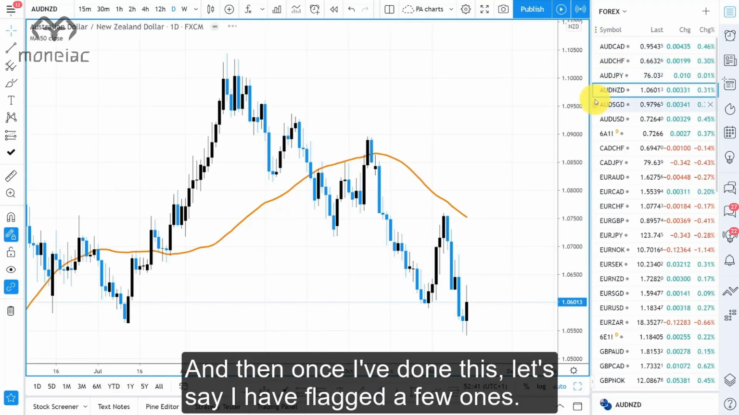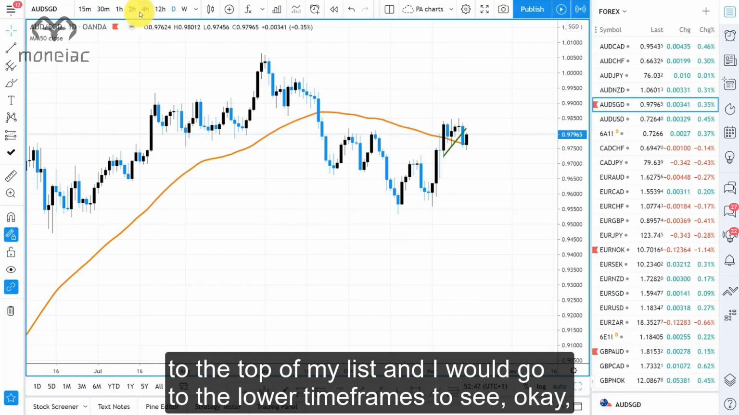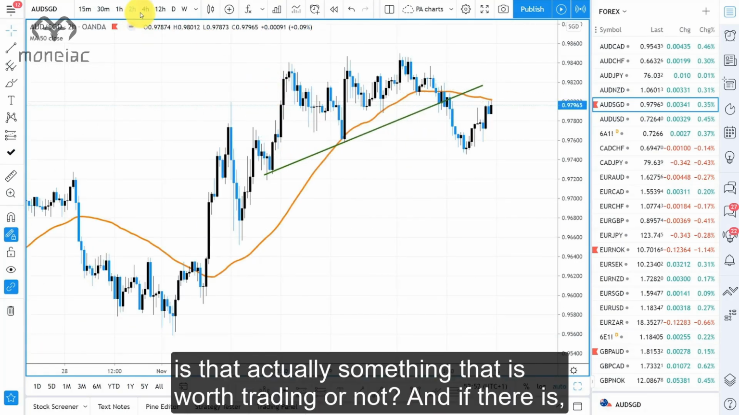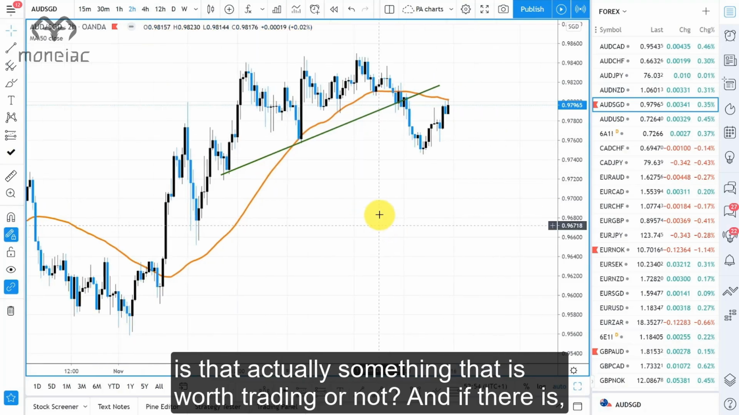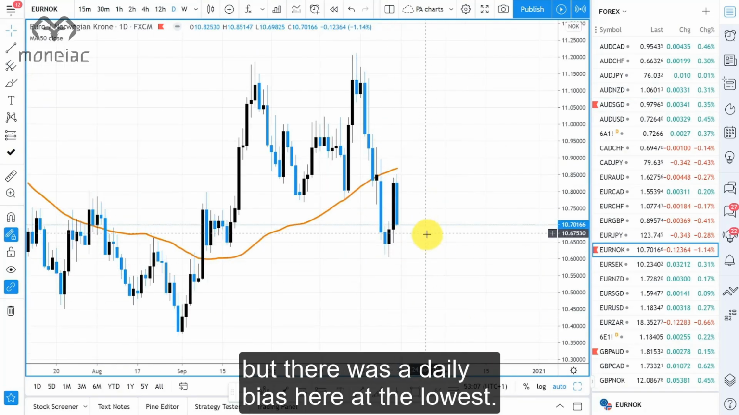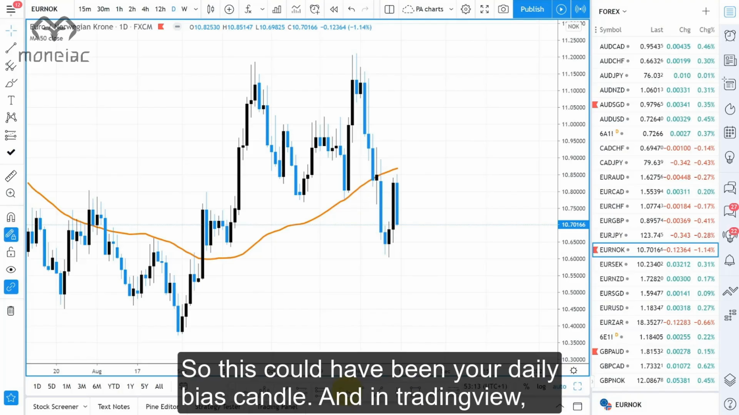Once I have done this, let's say I have flagged a few, then I come back to the first one, to the top of my list, and I go to the lower time frames to see, okay, is there actually something that is worth trading or not? For example, right now there's nothing here, but there was a daily bias at the lows. You can see a very strong downtrend, then here a very small candle, and then here an engulfing candle. So this could have been your daily bias candle.